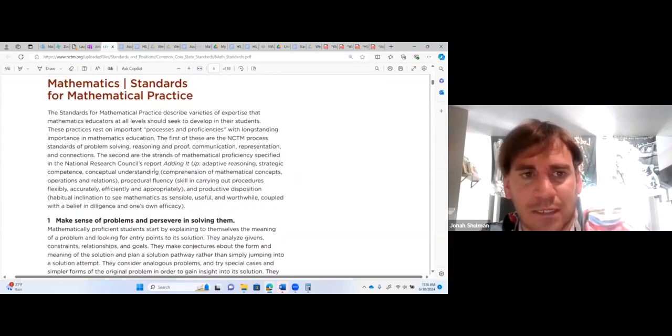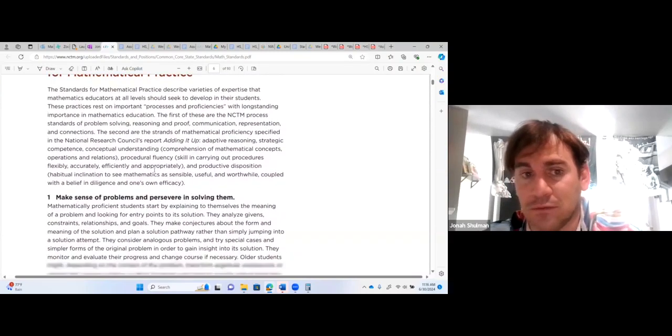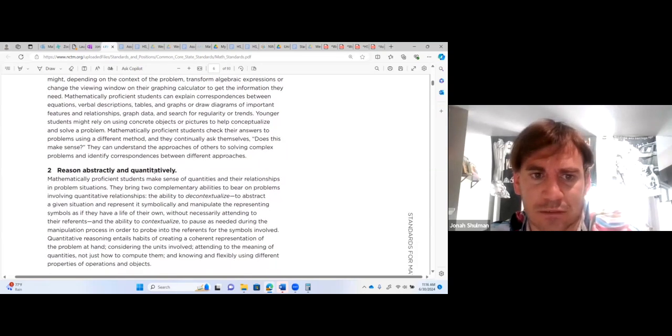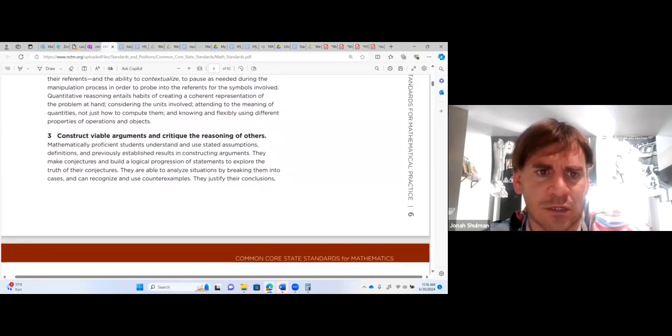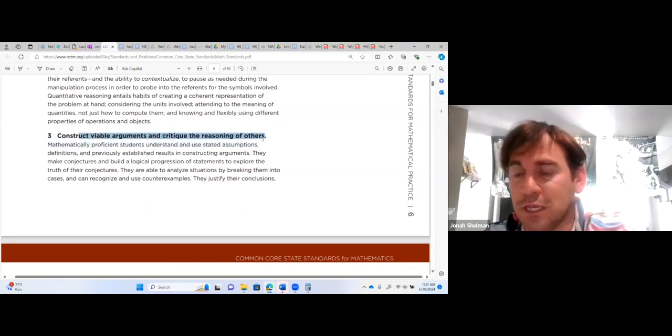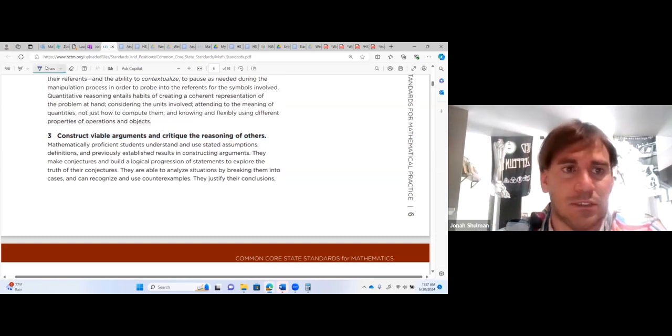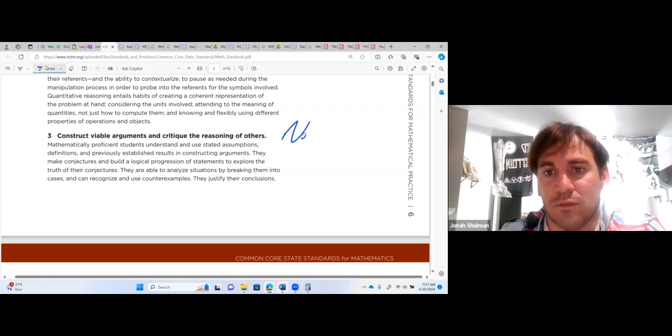The standards for practice is just what nationally we think they should be able to do in math class: make sense of problems and persevere in solving them, reason abstractly and quantitatively, construct viable arguments and critique the reasoning of others. This is huge. You should definitely help your students be able to talk a lot, and that comes a lot from normalizing mistakes. That's a big piece here.